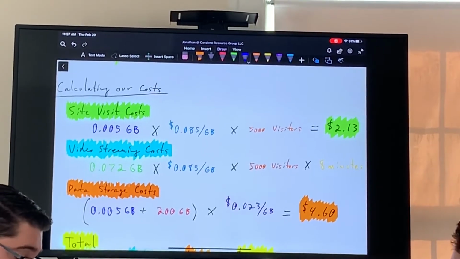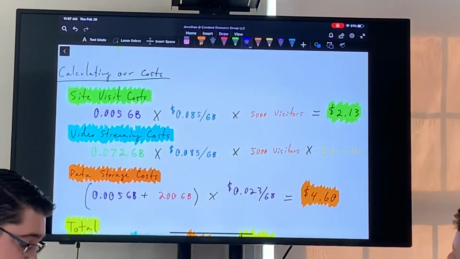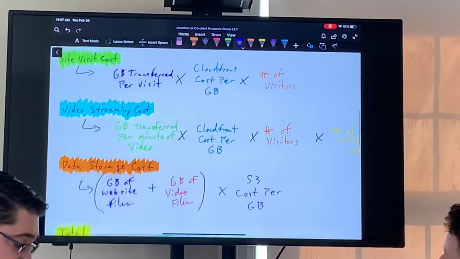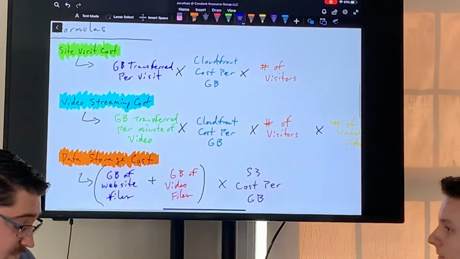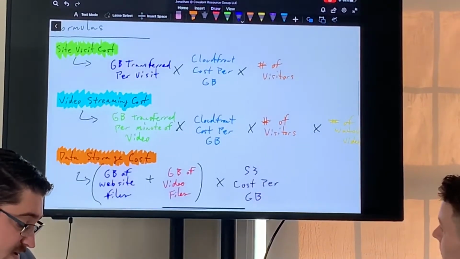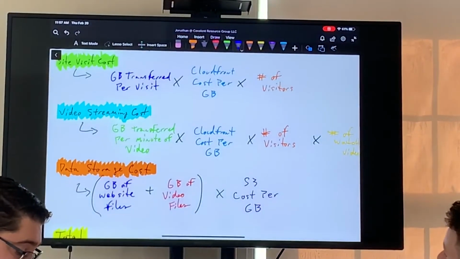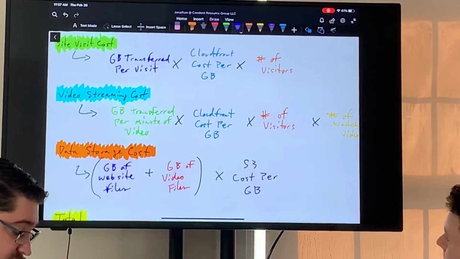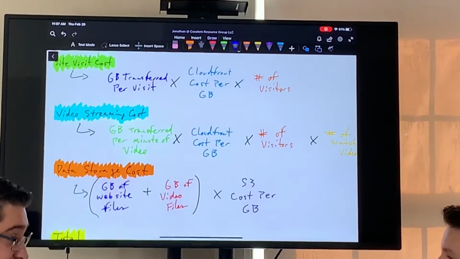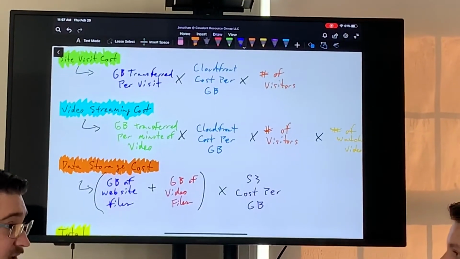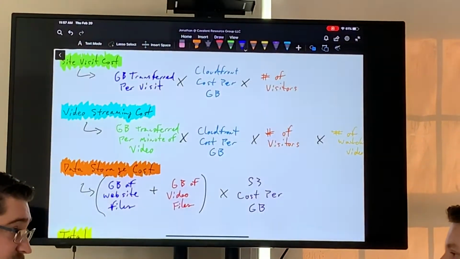Okay. Now let's get to the more interesting calculations, which is watching the videos. That one is kind of similar as well. You have to look at the gigabytes transferred for each minute of video, and that was the 72 megabytes per minute that we looked at.